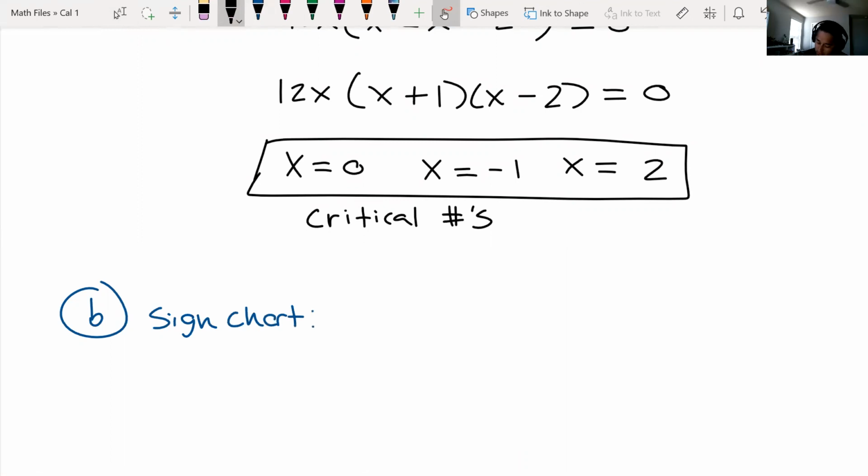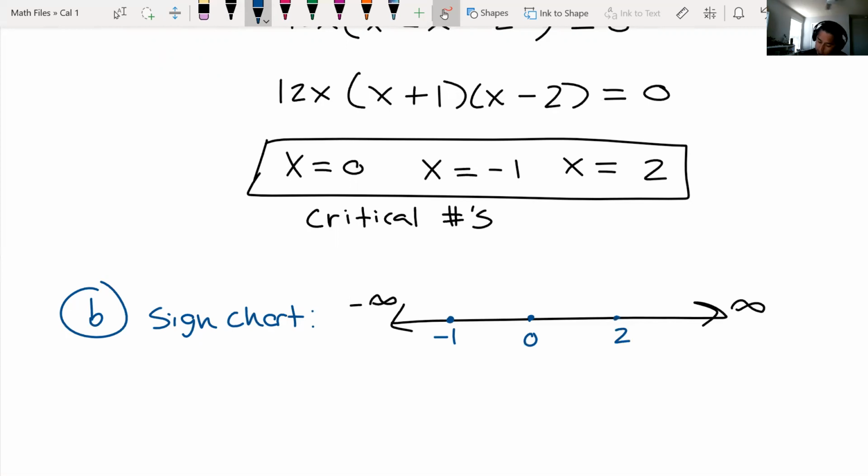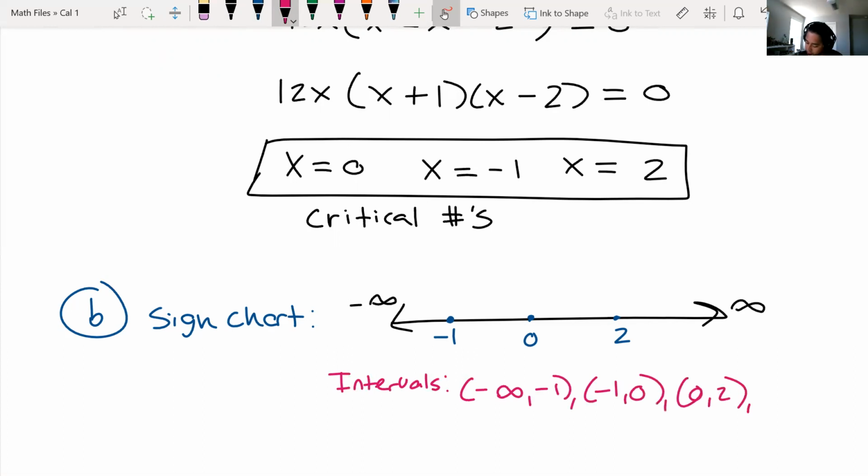Okay. So here's my number line from -infinity to infinity. And we're going to plot these critical numbers on here. Here is -1. Here is 0, and here is 2. And now we have intervals based off the number line above. -infinity to -1, -1 to 0, 0 to 2, and 2 to infinity.